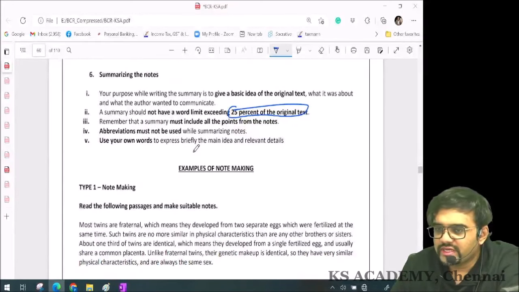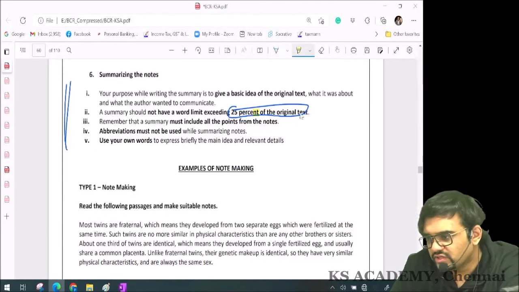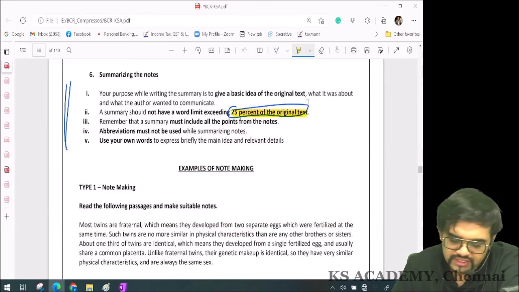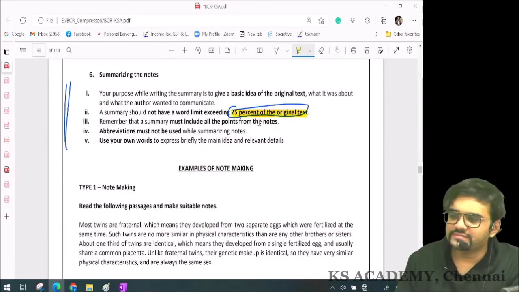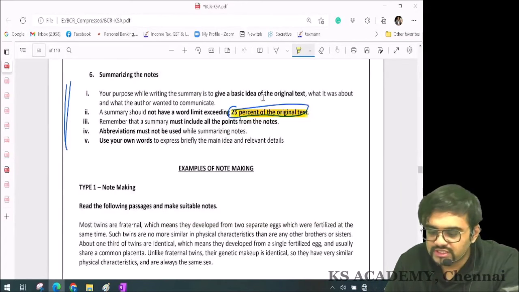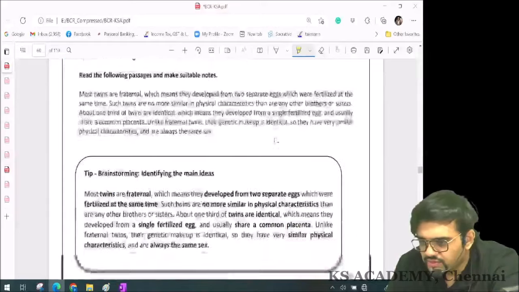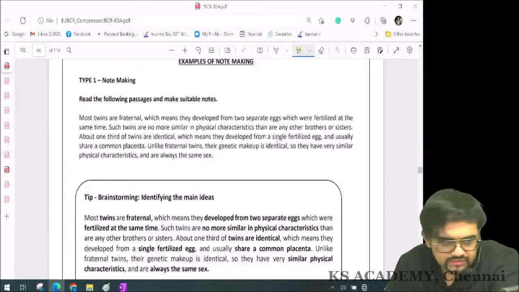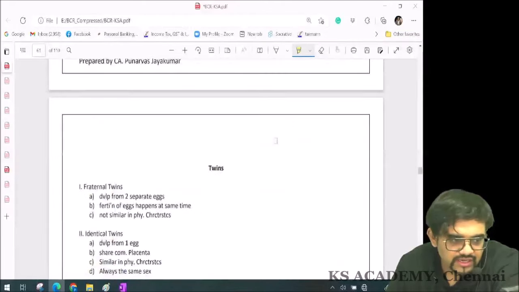Then, you can summarize also. Summary will be 25% of the original text. All stories we should avoid in the summary making. We should just write the points in the same way. Just read the points in the same way, then only will you come to know. So, for example, if you see type 1 of note making, let's just make the abbreviations here.